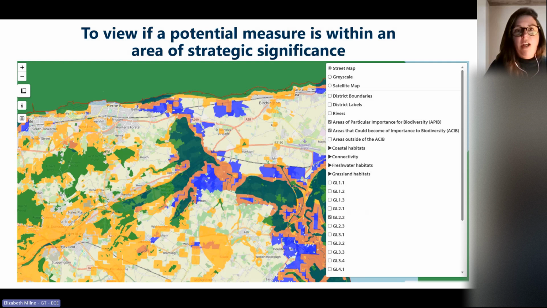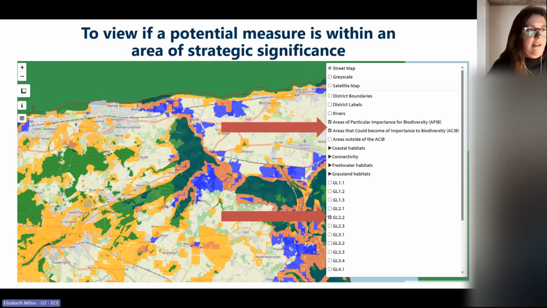So the way in which you might use this, first of all, to understand if a potential measure is within an area of strategic significance, you will know the particular measure you want to look at. So we will return to our GL 2.2 for coastal grazing marsh. And we select that. Then you click the areas that could become of importance for biodiversity and the areas of particular importance for biodiversity, and you will get a smorgasbord of colour across the map, all of which indicates various things.